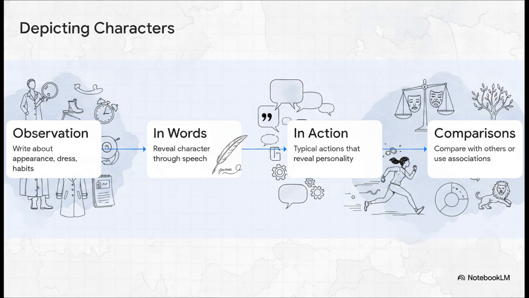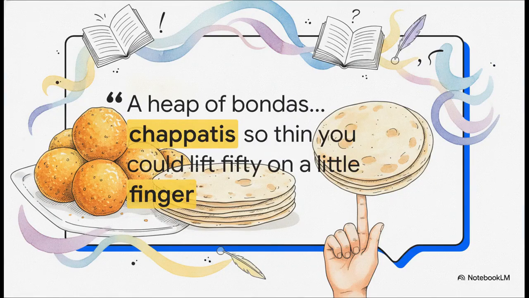Let's actually look at how this works in practice. Oh man, look at this mouth-watering description of a street food vendor. Notice how the writer doesn't just lazily say he was a good cook. No, they show his typical actions and the stuff he's making. A heap of bondas looking like layers of muslin, chapatis so thin that you could lift 50 of them on a little finger. I mean, wow! By describing the unbelievable delicacy of the food itself, the author brilliantly depicts the character's extraordinary skill and salesmanship. You can literally see the scene, and honestly, you can almost taste it.